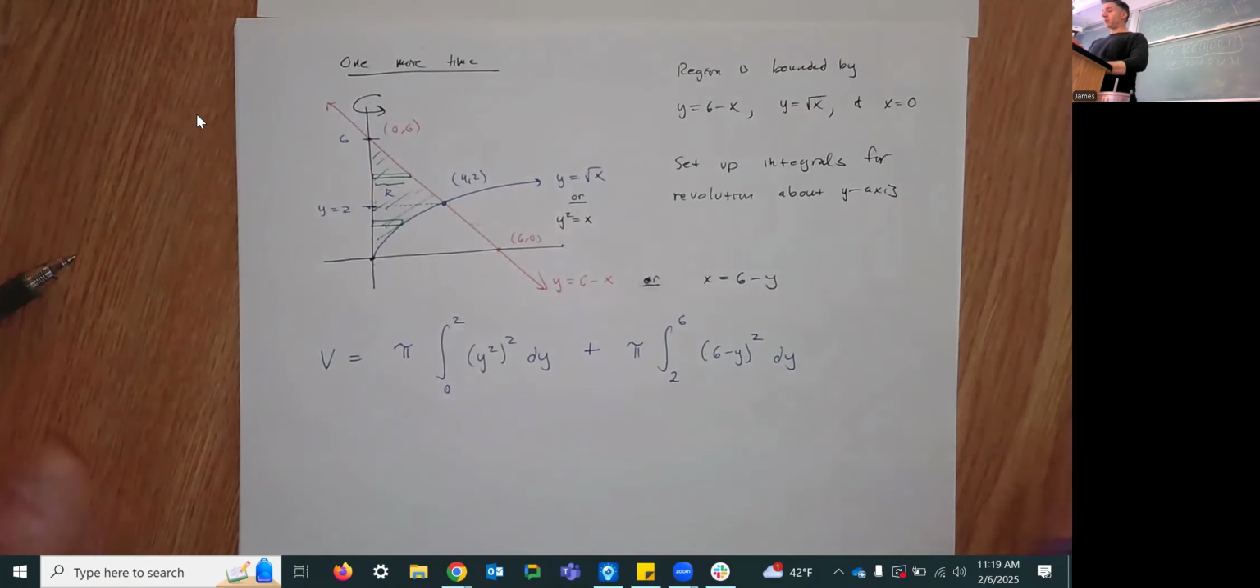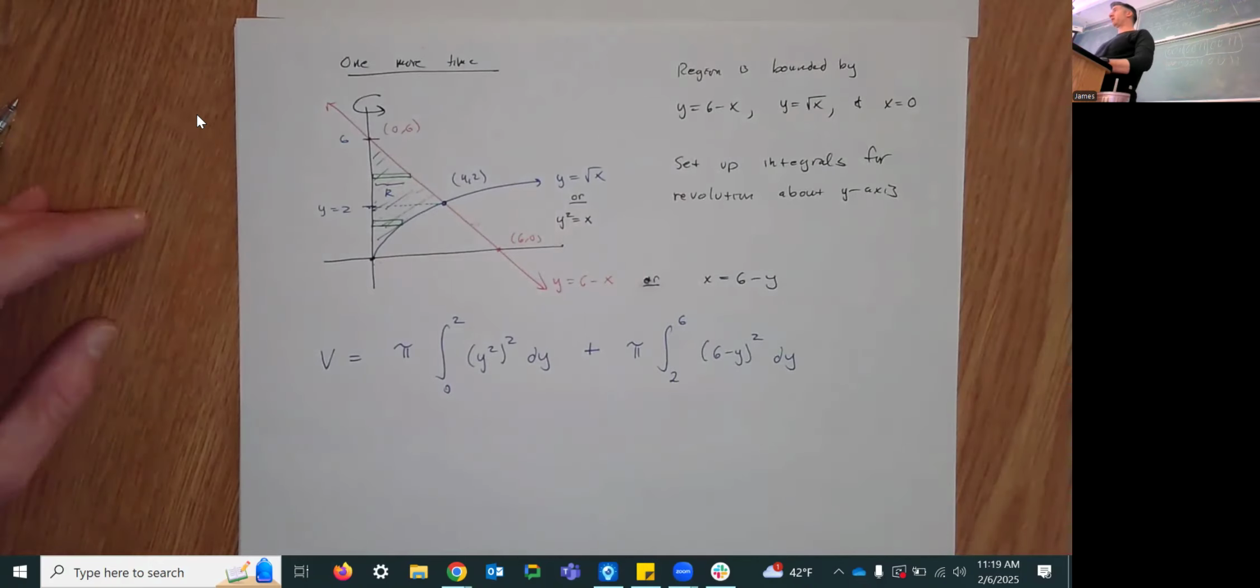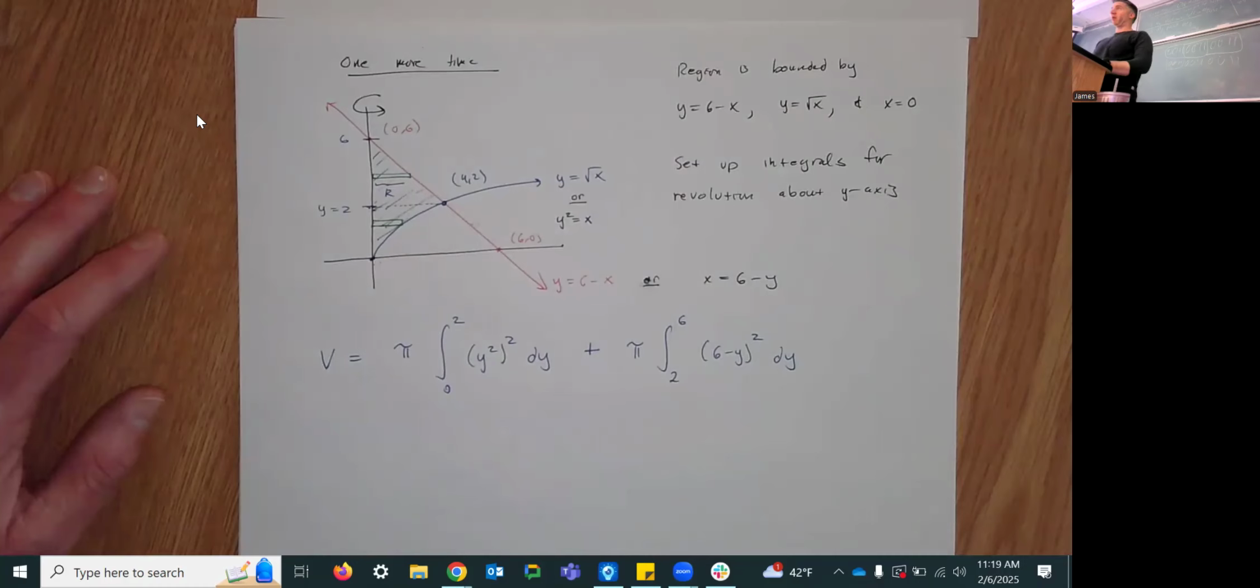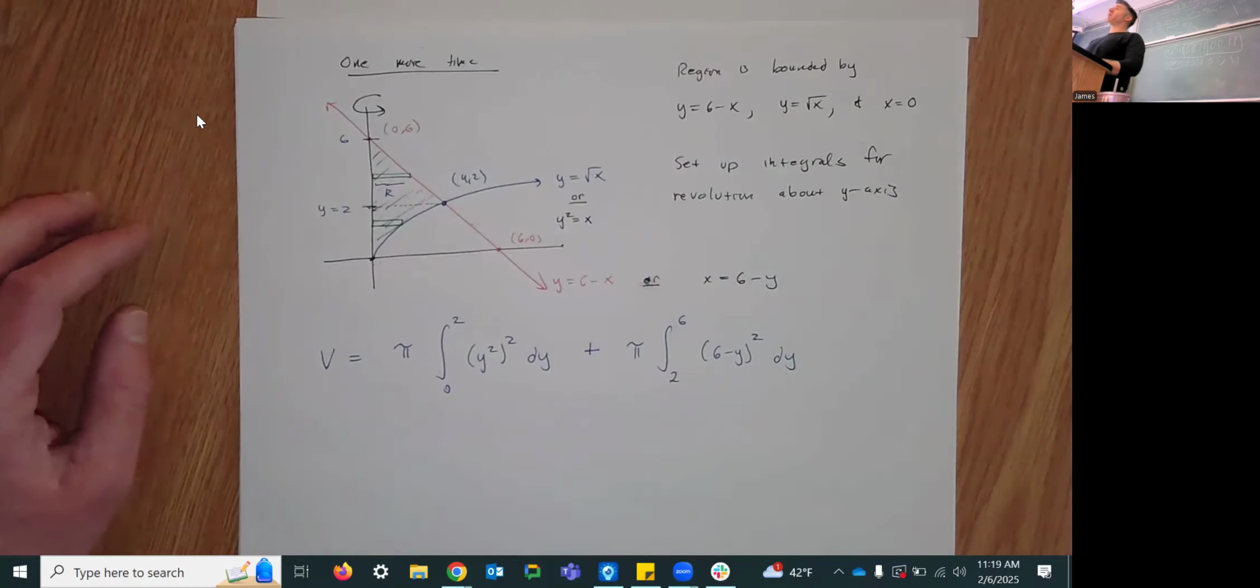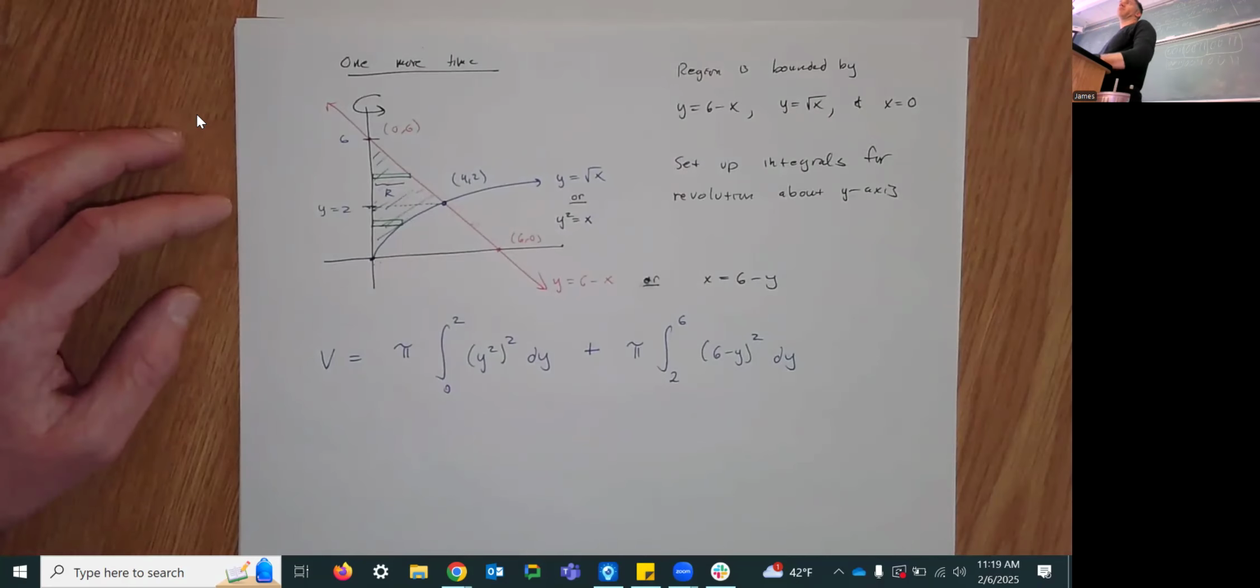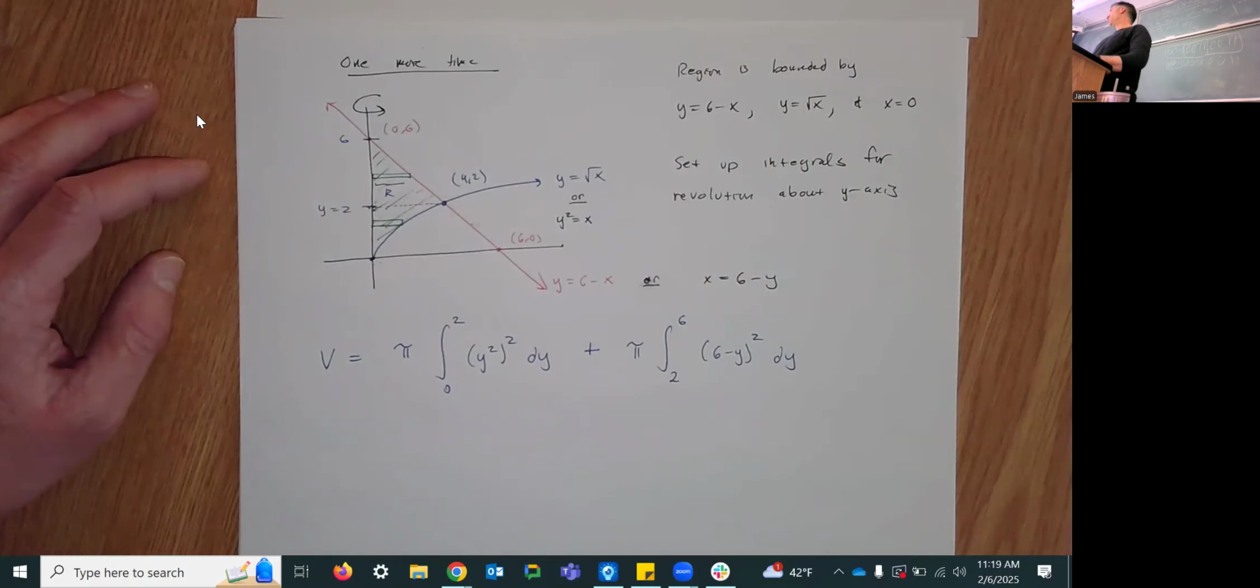Hopefully you're starting to see that we have to use two integrals here because there's no way we can draw a horizontal strip that always has the same right-hand boundary in this particular case. Most of the time with volumes of revolution, it's just one integral, but occasionally you will have one where you have to break it up into two integrals. More than that is very atypical. Not that it's impossible, just no one's going to ask about it.